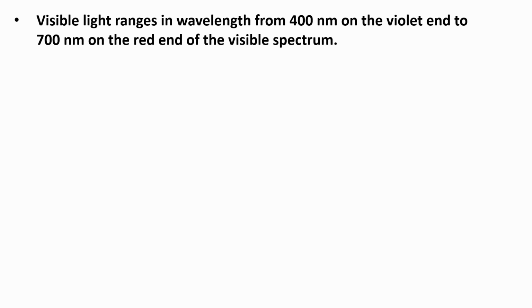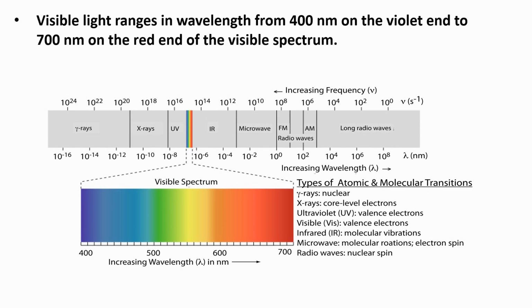Visible light ranges in wavelength from 400 nanometers on the violet end to 700 nanometers on the red end of the visible spectrum. And this is an illustration of the visible spectrum. Notice that it's only a small fraction of the complete electromagnetic spectrum. So most forms of electromagnetic radiation are not detectable by the human eye.